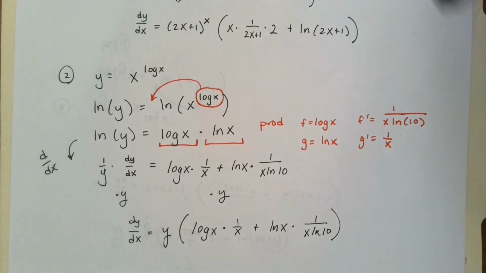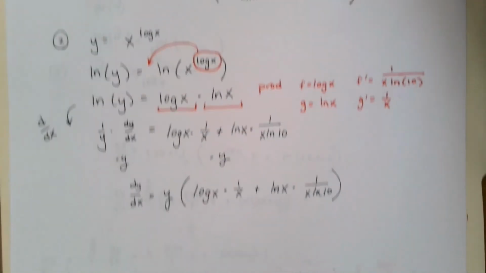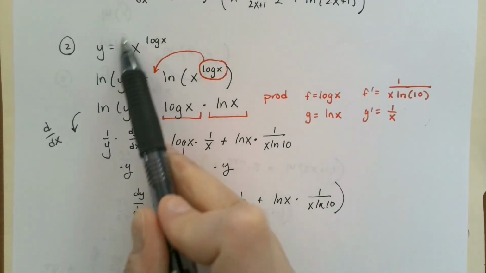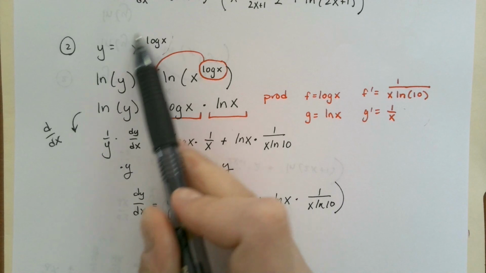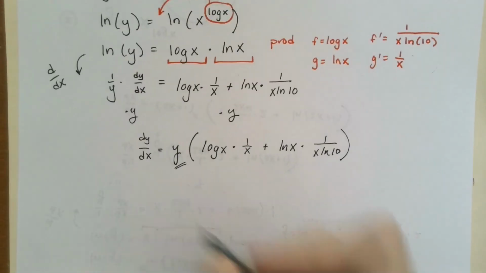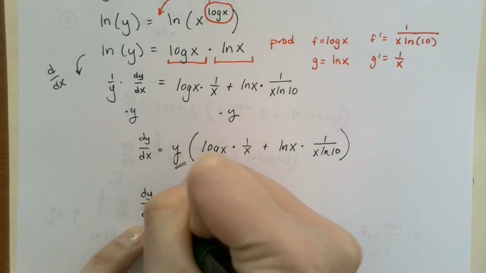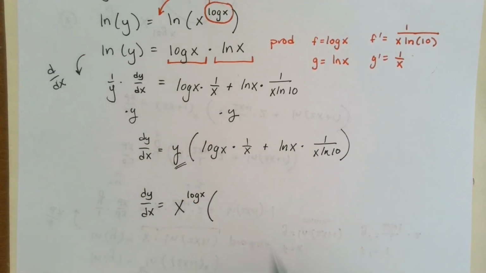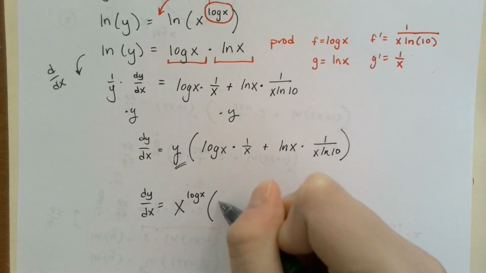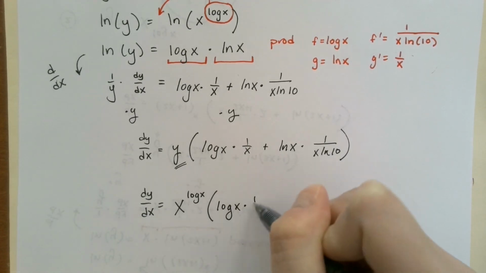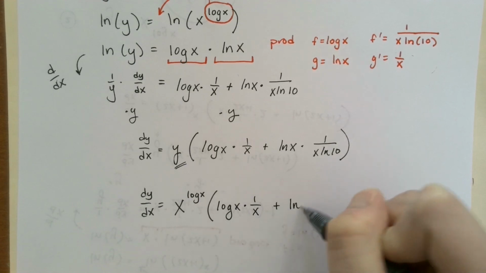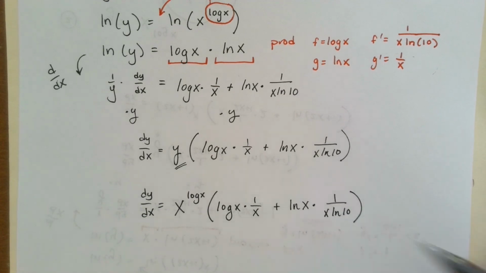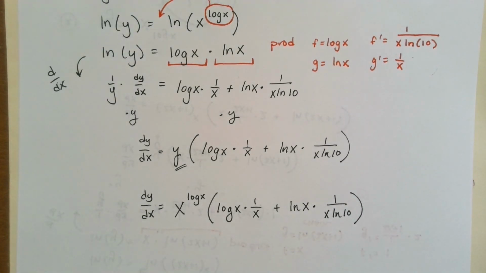And of course, our final step is the same as the final step in the last two, which is instead of y, we're going to plug in the original expression, x to the log of x in this case. So my final answer is dy dx equals x to the log of x times all that same stuff. And as always, if you have the urge to clean this up and simplify a little bit, you're welcome to, but it's not really required. That is my final answer. That was fun.